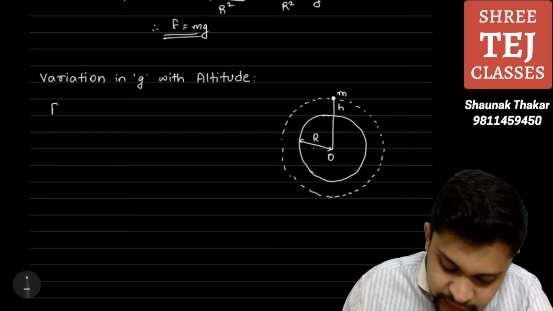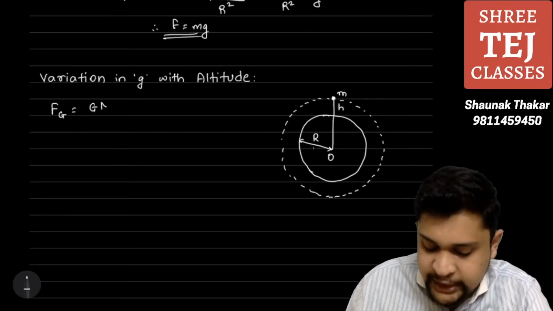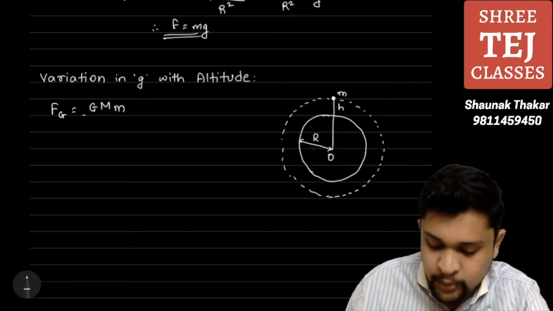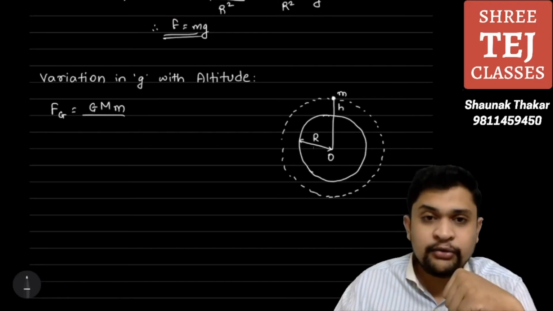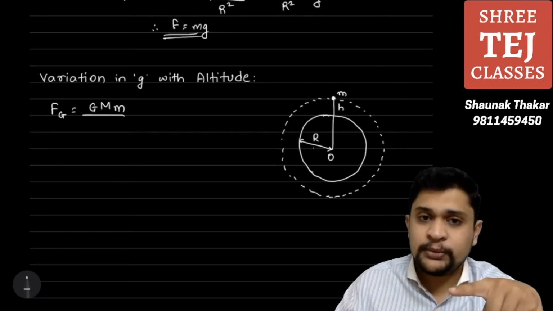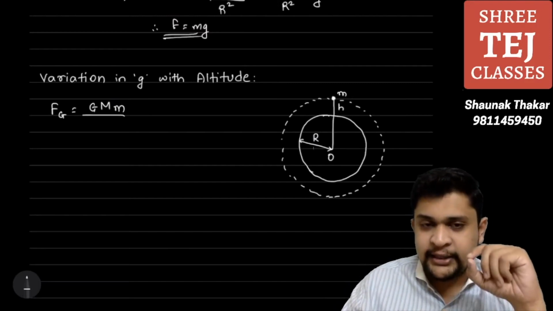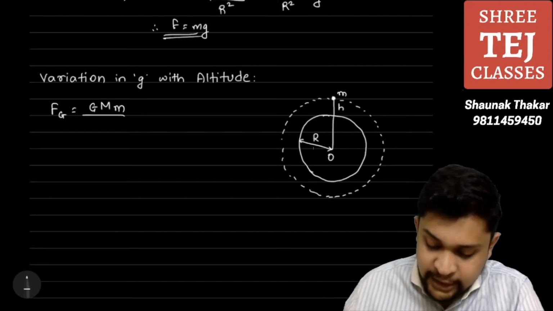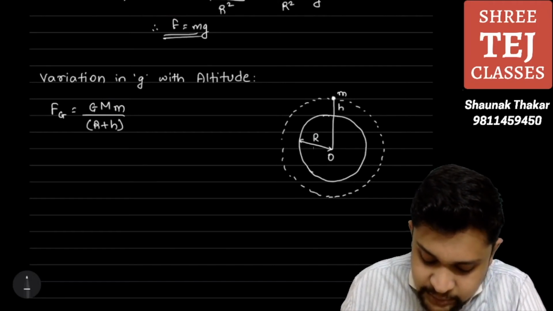Now the force of gravity, the gravitational force Fg would be G, mass of Earth M, mass of object small m upon the distance. Now the distance would be the distance of the object from the center of the Earth, because we have already studied that if we have a spherical object, we assume that all of its mass is located at the center. So that would be r plus h, so (r plus h) whole square.